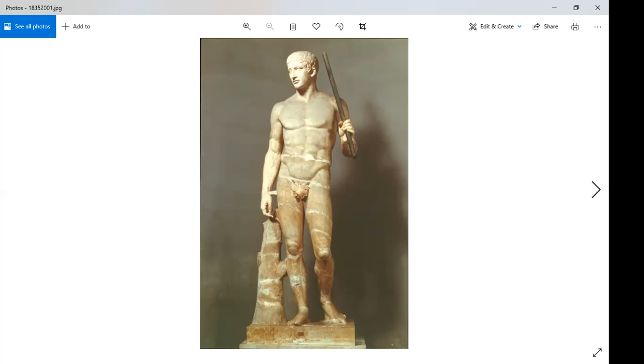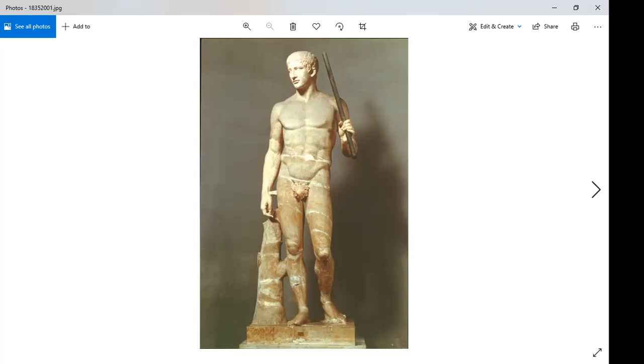So let's now segue. This one is really important. So let's talk about the meaning. This is Spear Bearer, two words, just like it sounds. Spear Bearer, Polykleitos, 450 BC or BCE. So here we have a classical statue or piece of sculpture. Obviously, it's a statue of an adult man by the first great classical sculptor. That's really an important fact.